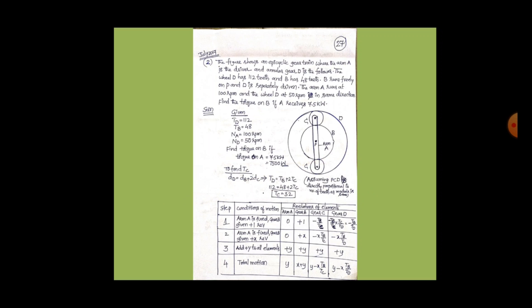So now this is the figure. If I list out the given things, wheel D has 112 teeth, therefore TD is equal to 112. Wheel B has 48 teeth, therefore TB is equal to 48.